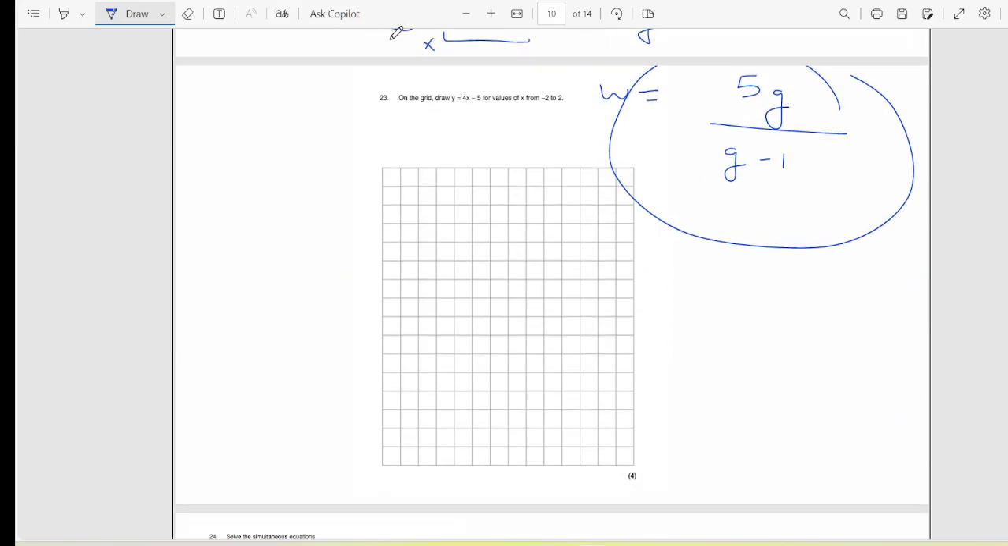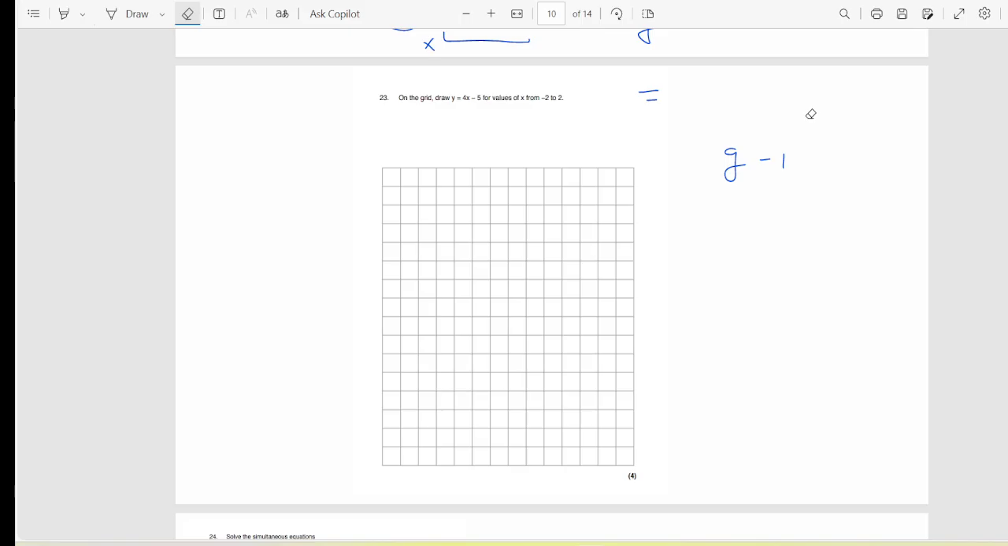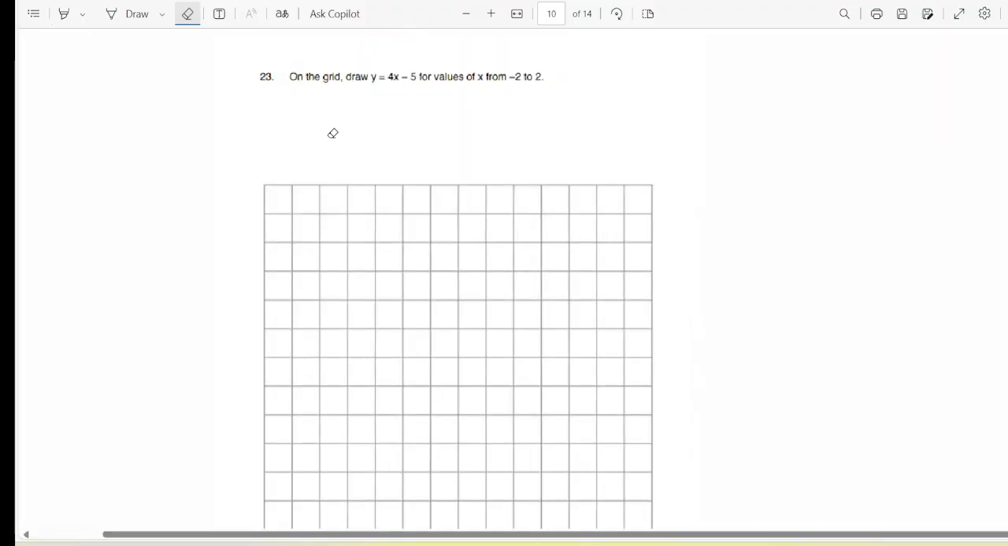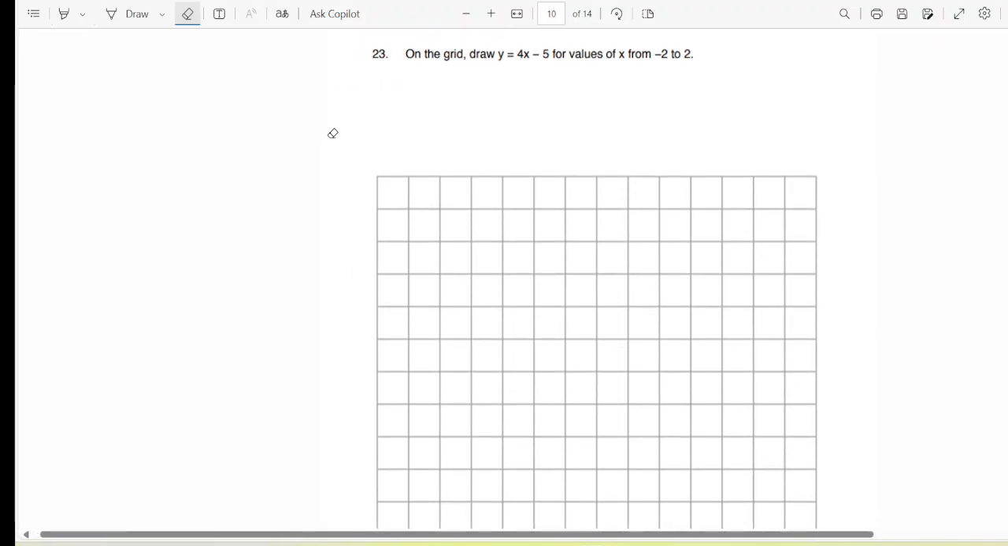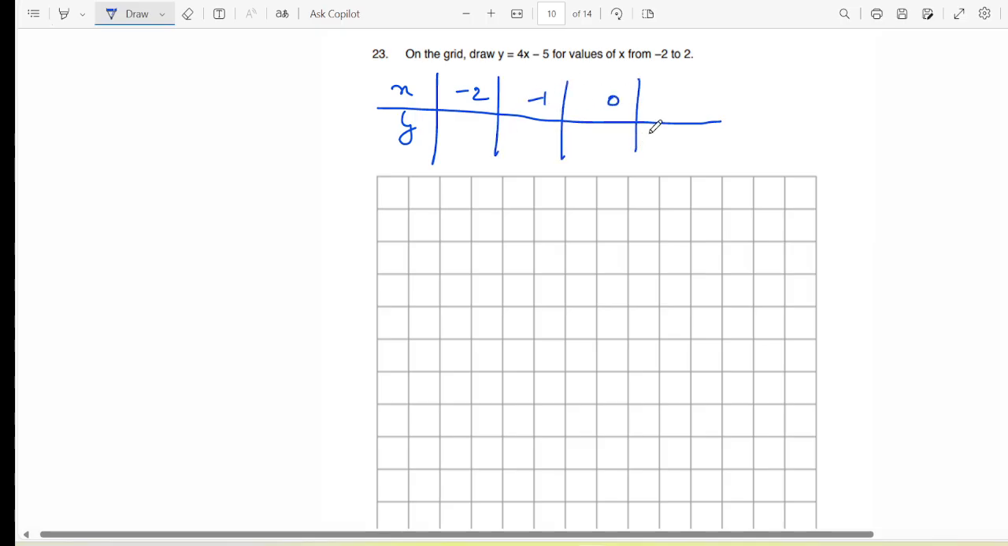So let me erase this and let's move to the next question. It says, on the grid, draw y equals 4x minus 5 for the values of x from negative 2 to 2. So first let's make the table. This is x, this is y, and starting from negative 2, we go to negative 1, then 0, then 1, then 2.